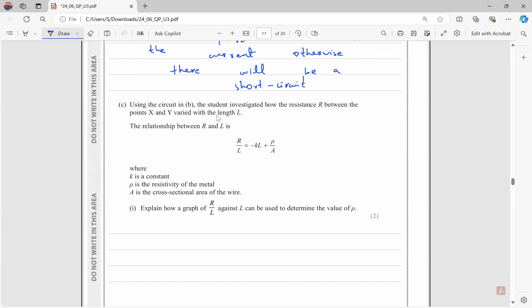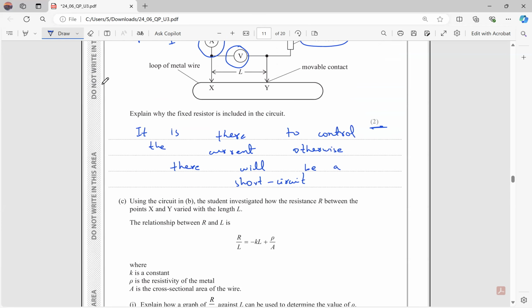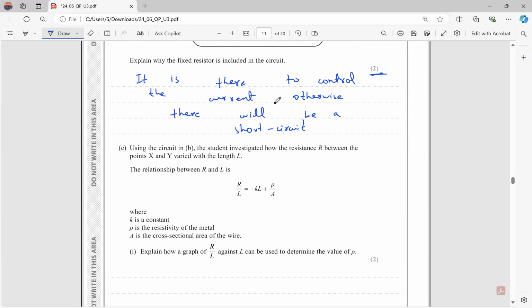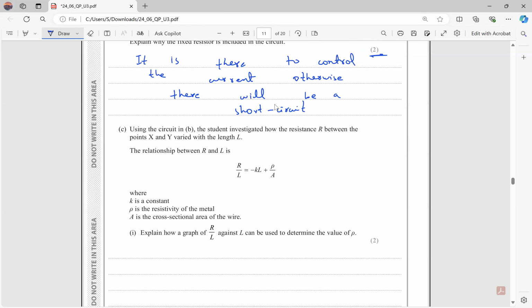What is the student doing? They are investigating how the resistance of the metal wire between points X and Y changes with length. If you increase length, what will happen to resistance? If you decrease length, what happens to resistance? And we are provided with an equation. And we have to think about a graph of R over L against L. Whenever you see something like this, for example, this is the same thing as Y against X.